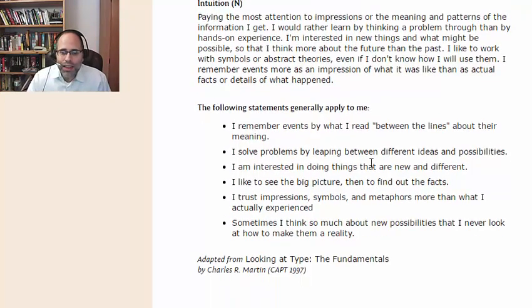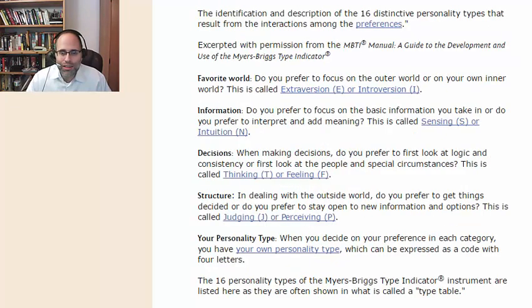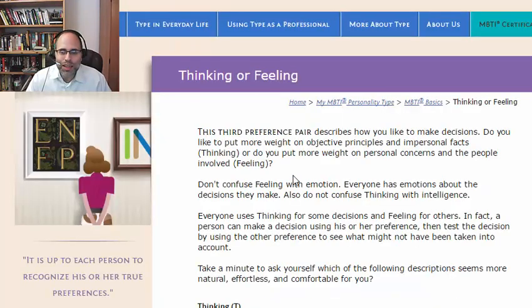The N, on the other hand, thinks more deeply about things, I suppose. I read between the lines rather than just taking what I read at face value. I'm interested in doing things that are new or different. I like the bigger picture, finding out facts. Again, a little bit more abstract. And you could say, I guess, absent-minded. And being an N myself, I don't mind making fun of myself a little bit in terms of being a little absent-minded, but that's okay.